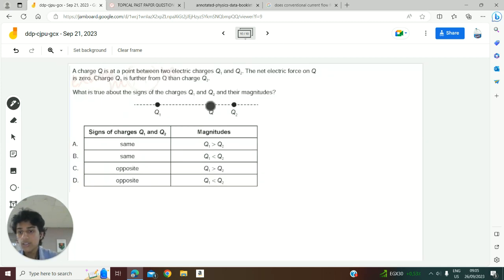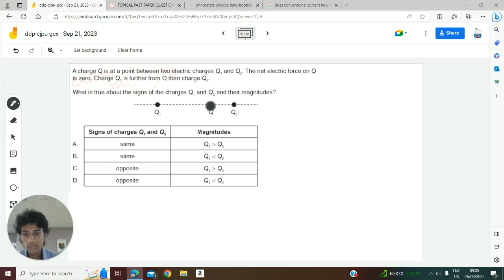Okay, last question. A charge Q is at a point between two electric charges Q1 and Q2. The net electric force on Q is 0. Charge Q1 is further from Q than charge Q2. What is true about the signs of charge Q1 and Q2 and their magnitudes?